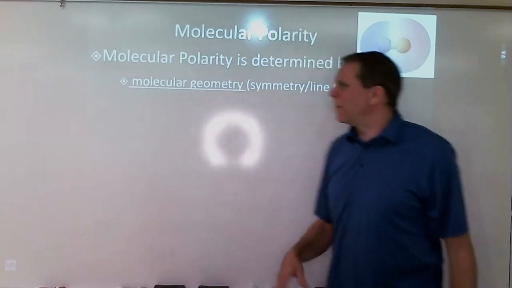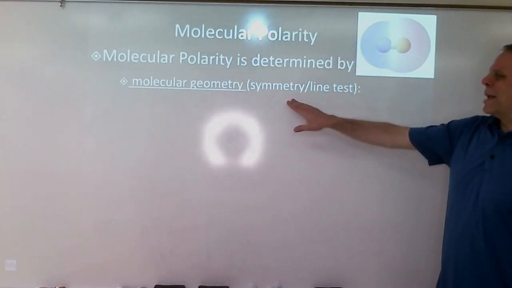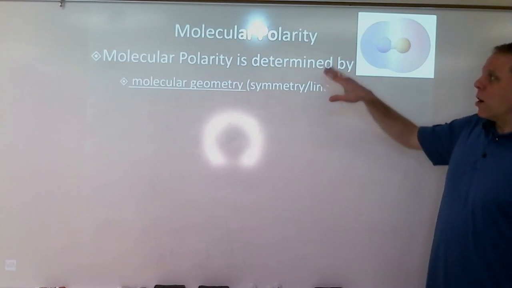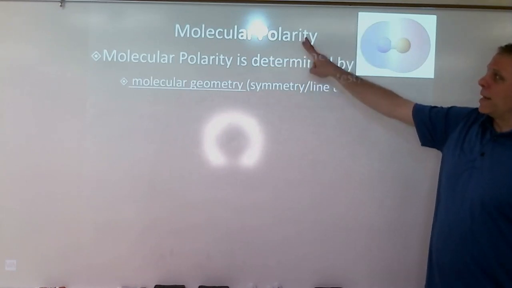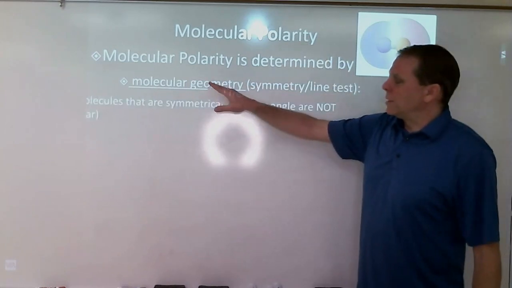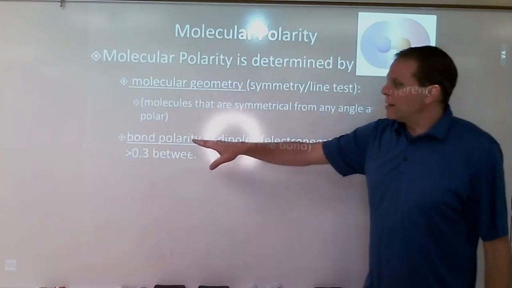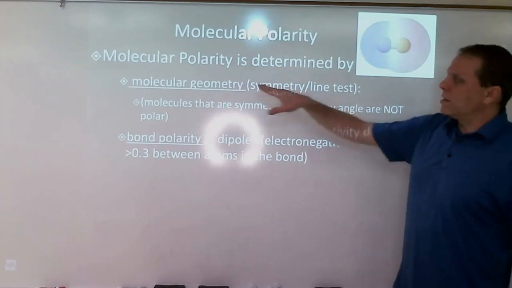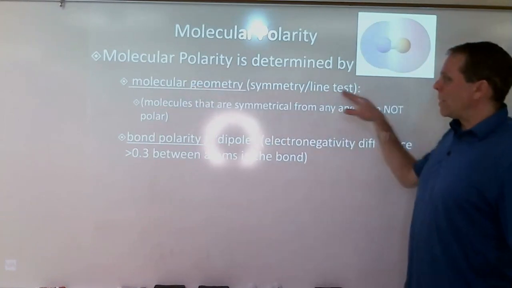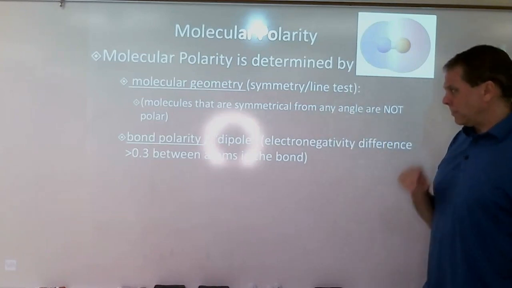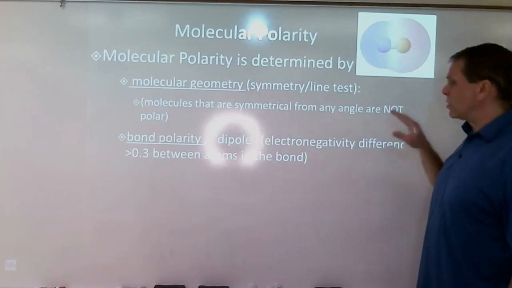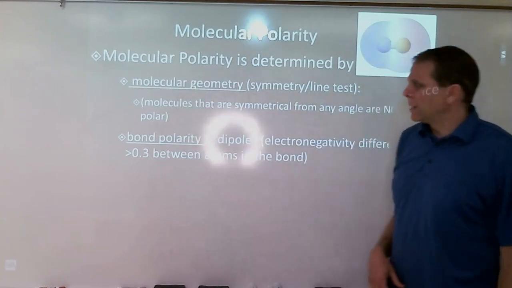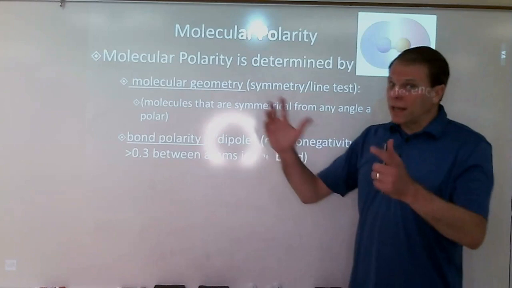Until I educate them. All right, molecular polarity is determined by what? Two things: the molecular geometry and the bond polarity. For molecular geometry, we have to do a symmetry test or a line test. To do a little test on the geometry of our molecule, we're going to make a little line test and see the symmetry there. If the molecule is symmetrical from any angle, then we would say, hey, you're not polar. If it is not symmetrical, then we'd say, hey, you are polar.